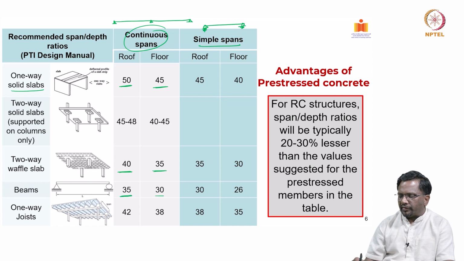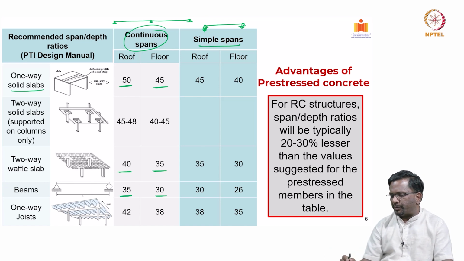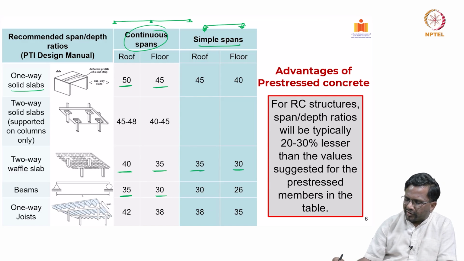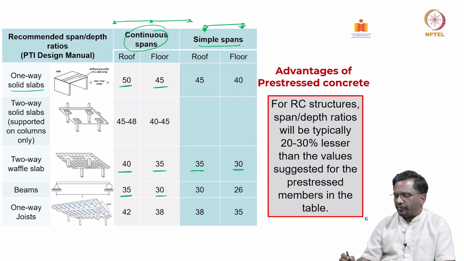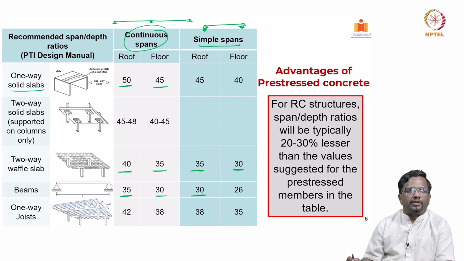For beams, we have seen 35 and 30, and if it is a simple span, that value again comes down by 10% or so. For beams, the roof element for a continuous system can go slightly higher because a lot of redistribution is possible, so a higher L by D ratio is allowed, but if it is a simple span it goes from 35 to 30. There is a reduction in L by D ratio for a simple span because redistribution of stresses is not possible. For one way joist, again you can see 42 for continuous span in roof, and for simple spans 38 for roof, and floor will have a slightly lower value, which is 35.